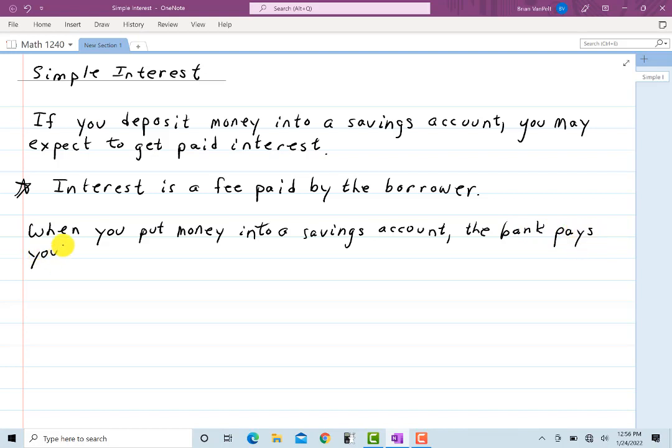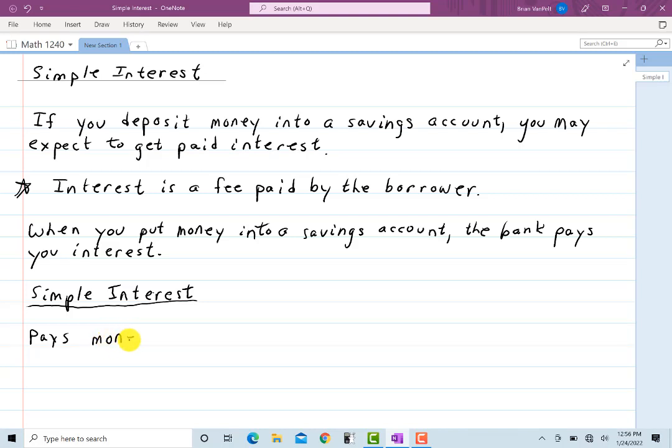Of course, the interest that they pay you is very low, but they do pay you interest for the money that you put into a savings account. We're going to start with something called simple interest. Now, I should preface this with saying that there is no institution currently in existence that actually uses simple interest, but we're going to use simple interest to develop the more complicated interest that we'll talk about in the next video.